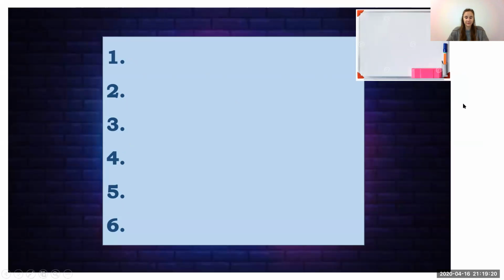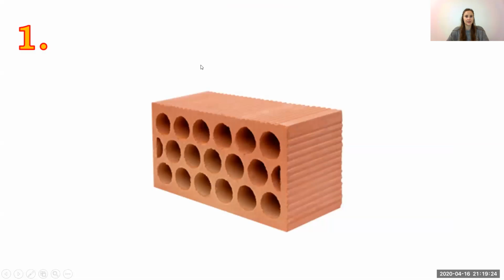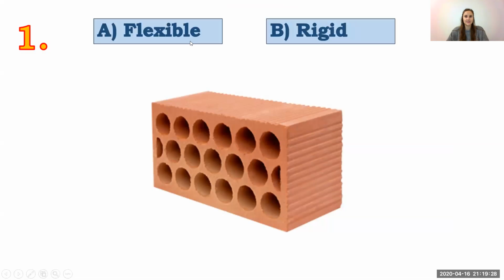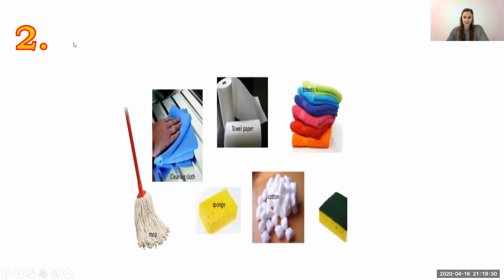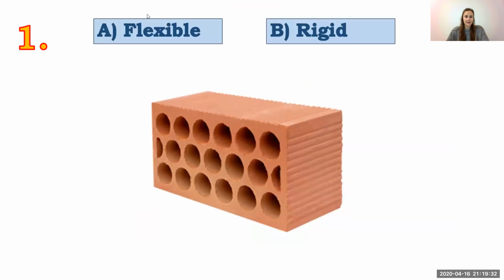Okay, so if I'm going too fast, you can pause the video. So let's start. Number 1, look at the picture of the brick. Okay, is it A, flexible, or B, rigid? Remember, flexible and rigid. So just write A or B next to number 1. If I'm going too fast, you can push pause.